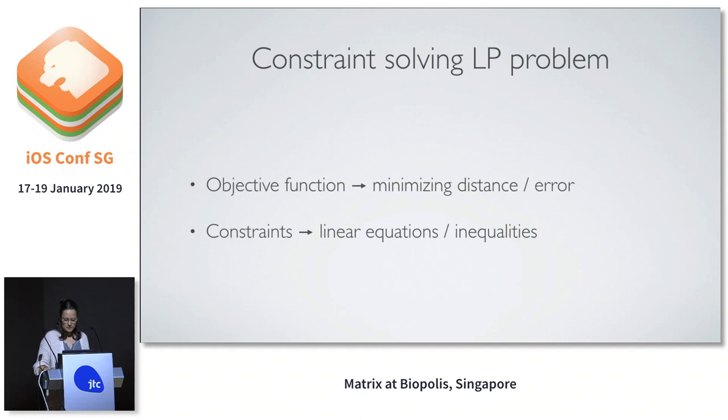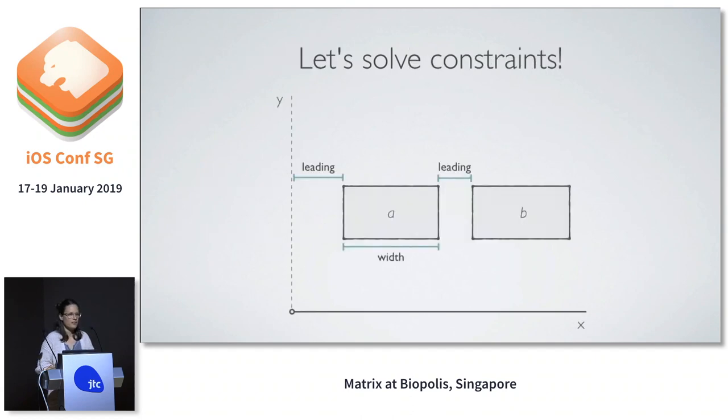So going deeper into constraint solving, we're going to see a very simple basic example. Here you can see these two views. There are three constraints up there, super easy. And for this whole talk, I will only be talking about horizontal coordinates, only x axes, to simplify the problem.